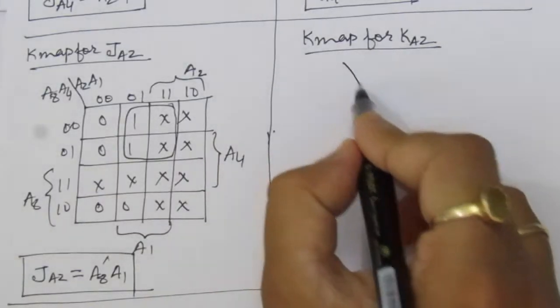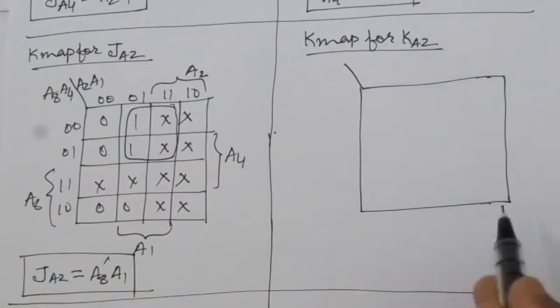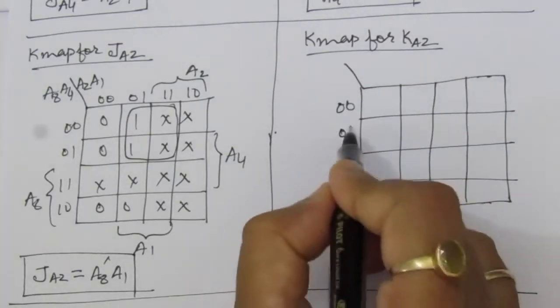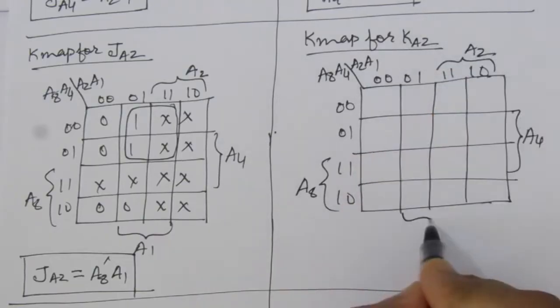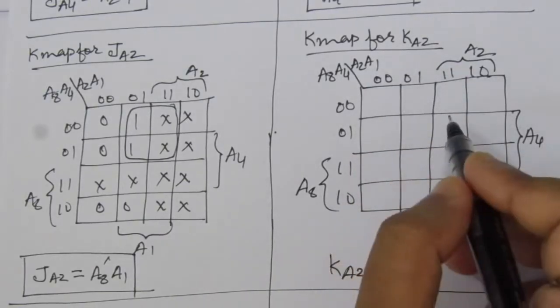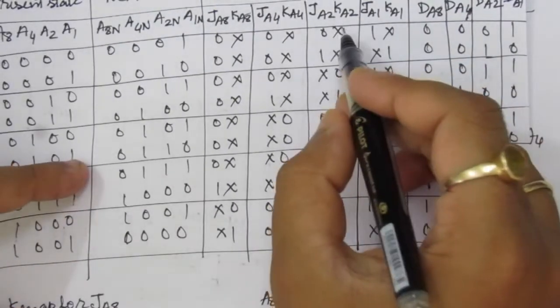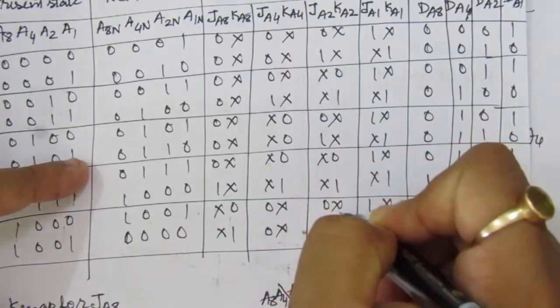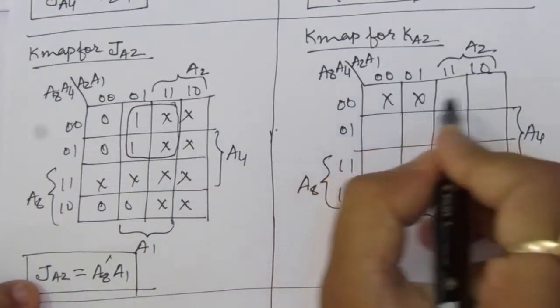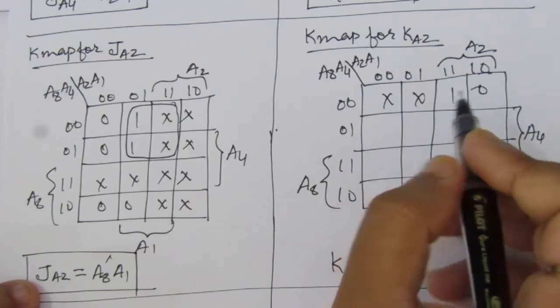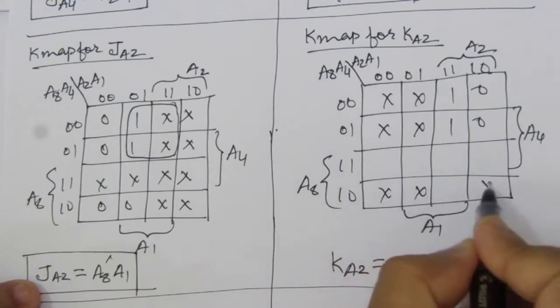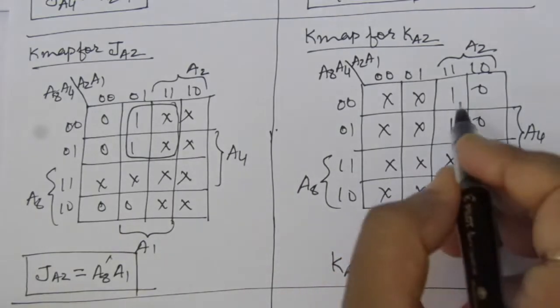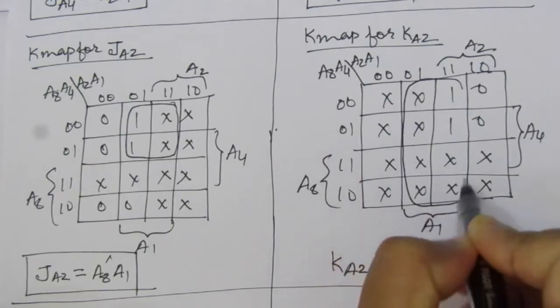Now for KA2, here we'll have another 4 variable map. So here we have to fill up with the values of KA2. For KA2, we have don't care, don't care, 0 1, don't care, don't care, 0 1, don't care, don't care, don't care, don't care, 0 1, then don't care, don't care. All the remaining are the don't care conditions. So here we can combine like this.